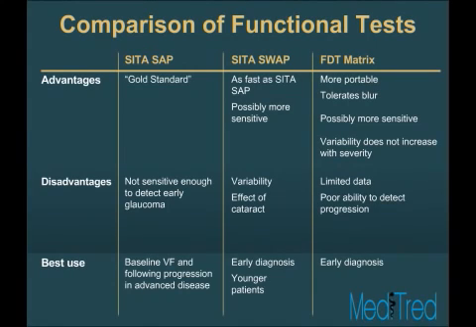With SWAP and FDT, they tend to come into play here when we're dealing with those patients who have pre-parametric or pre-standard perimetry disease, to detect it at a much earlier stage.